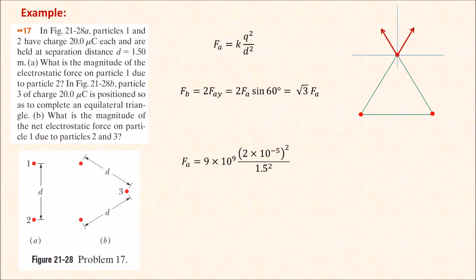So if you put the numbers in for Fa, you have k q squared divided by d squared. d is 1.5 meters. So that turns out to be 1.6 Newton. And in part B, square root of 3 times that becomes 2.77 Newton. So that's this problem.